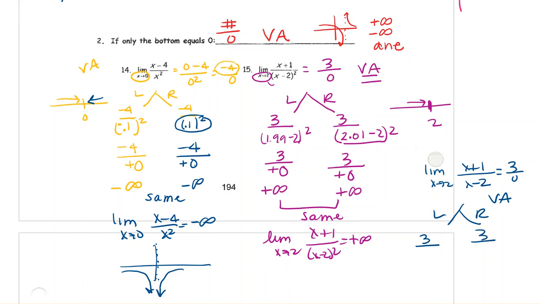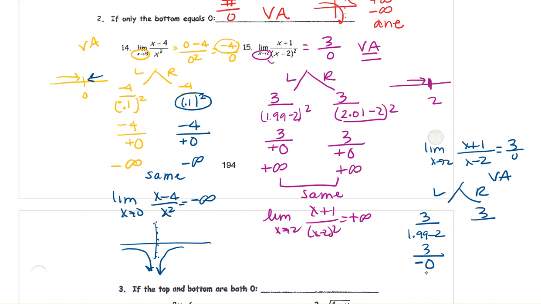Okay, in this case, if I plug in a number to the left of 2, let's say 1.99 minus 2, that is a negative number that's super close to 0. So this would come out to negative infinity. If I pick a number to the right, 2.01 minus 2, that's a positive number that's super close to 0, and this one comes out to positive infinity. And since these are different, we would say that this limit does not exist.